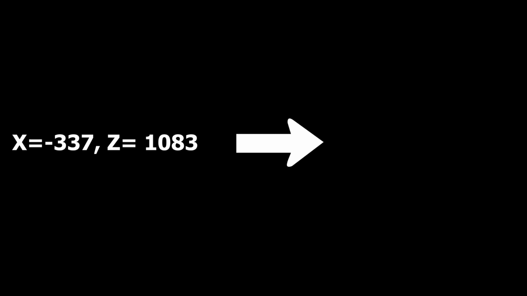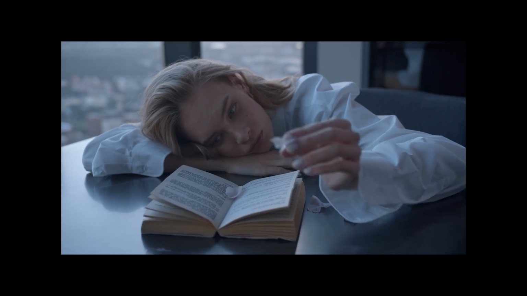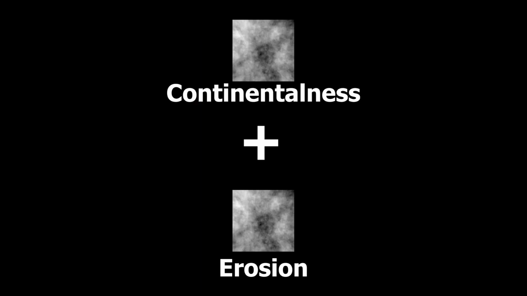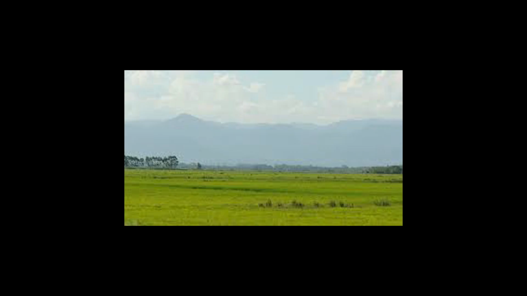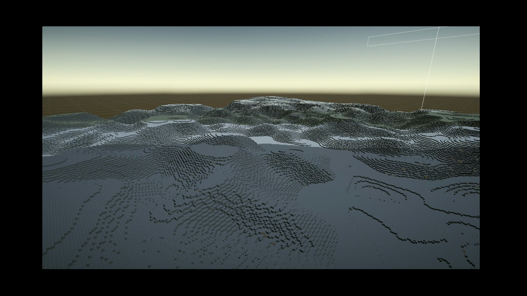And when the continentalness value is positive, we have land. Now, to make the land and the ocean less boring, we add another noise map, which is the erosion map. This defines if it's a mountain or a more plain terrain. This way, we get continents with height variations in it.